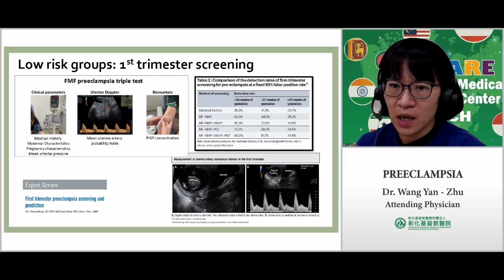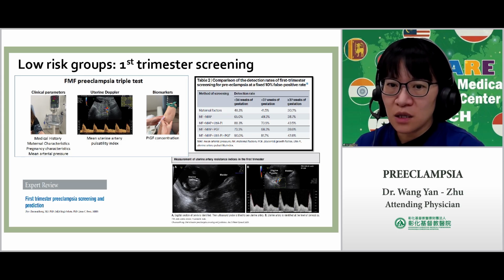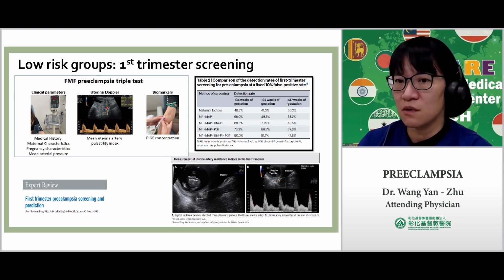But if we combine the maternal factors with the mean arterial pressure, its detection rate is better. And also, if we can combine the maternal factors with the mean arterial pressure and also the uterine artery PI and also the PLGF, then we can make the detection rate go up to 90%. It's a very big progress.